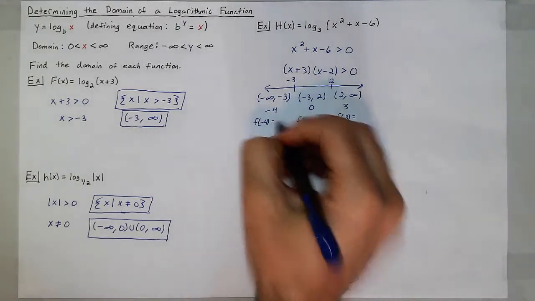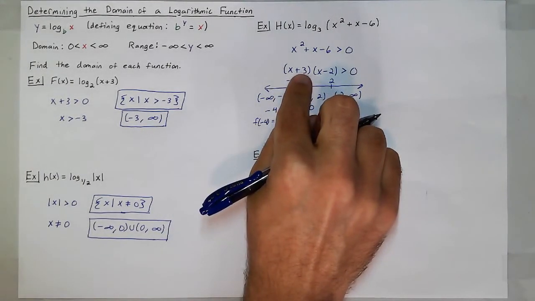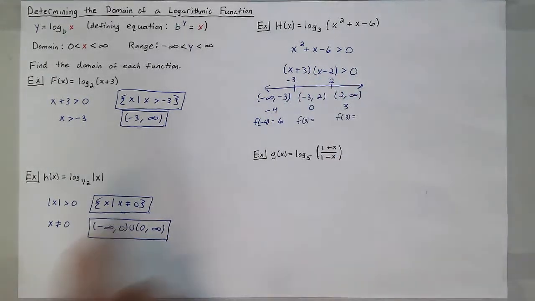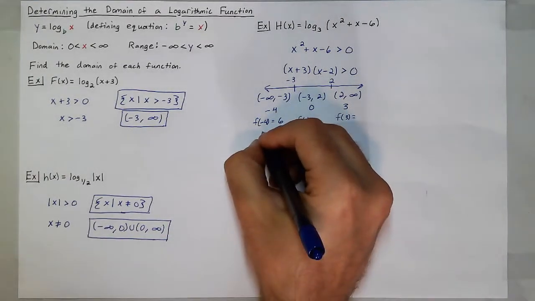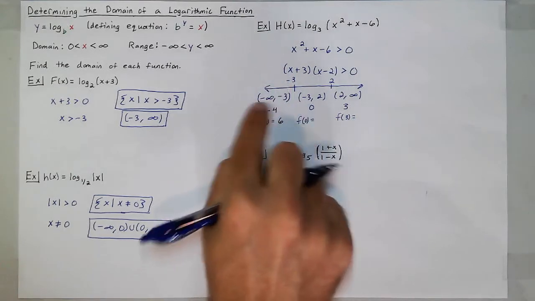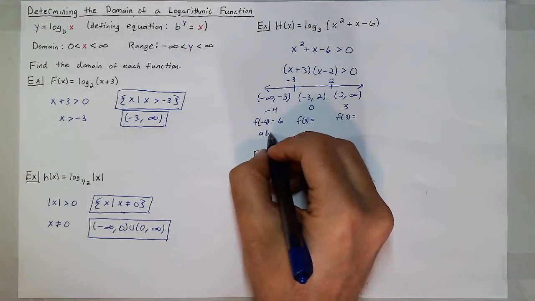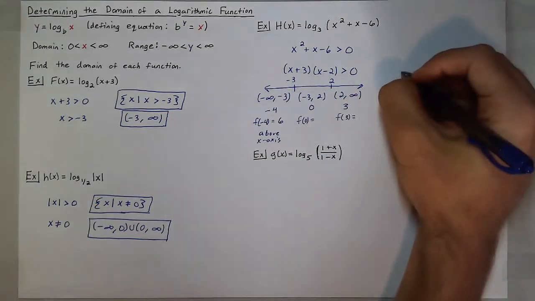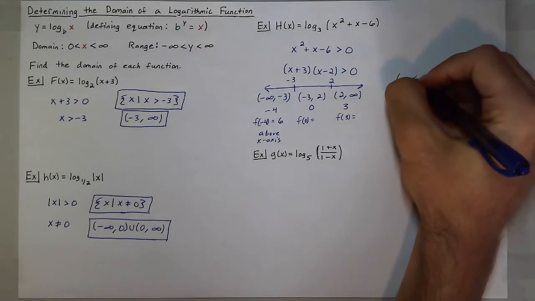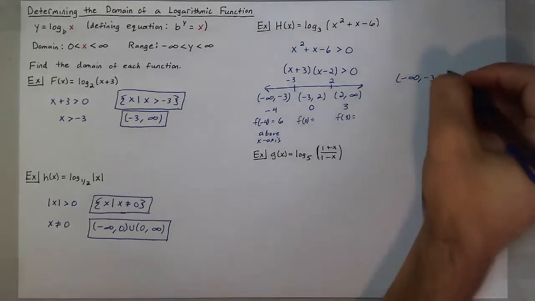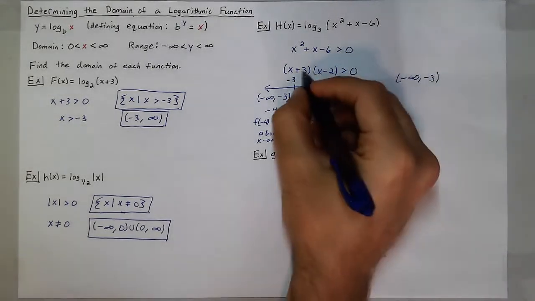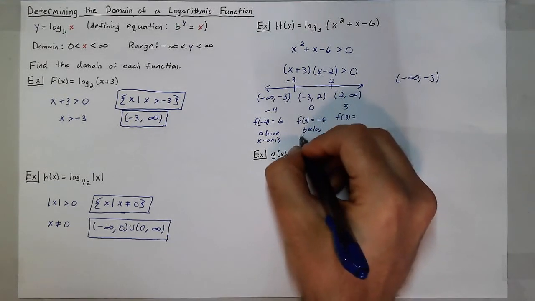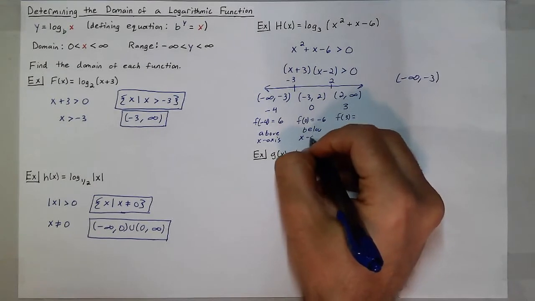When I plug in negative 4, I get negative 4 plus 3, which is negative 1, times negative 4 minus 2, negative 6, which is a positive 6. Since I had a positive number here, this means that this value is positive for the entire interval, meaning it's above the x-axis, which is what I'm looking for. So that will be part of my domain, negative infinity to negative 3. When I plug in 0, I get 3 times negative 2, which is negative 6. That would make it below the x-axis. So that would make it negative, which is not greater than 0. So I will not use that on my domain.